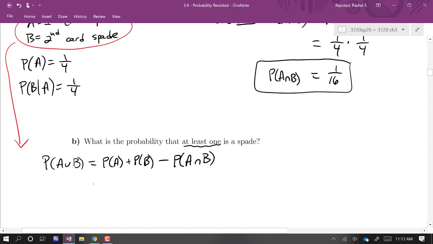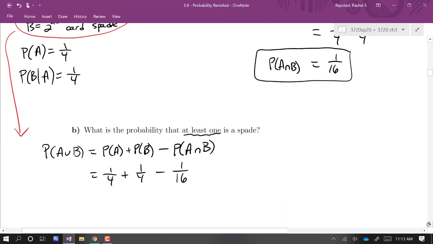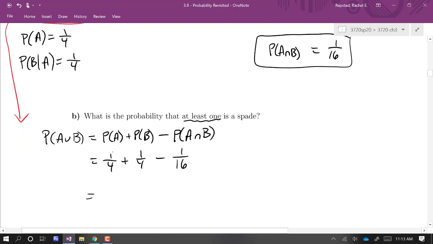So now I've already calculated everything we need. 1/4 plus 1/4 minus this value we found before, 1 out of 16. And let's see, that's 7 out of 16.